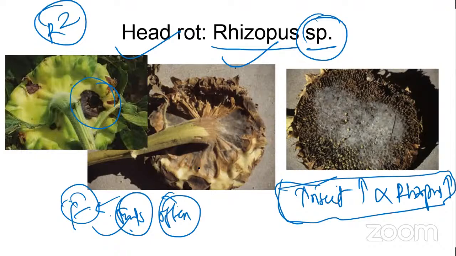And the head rot will be, as the name indicates, behind the head. The soft rot symptoms will be there. Rotting will be there.